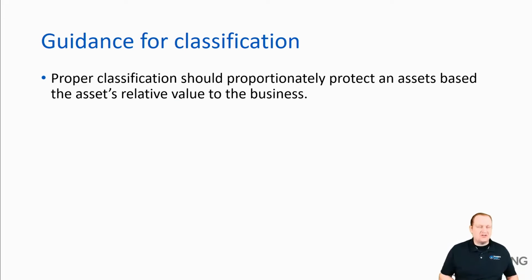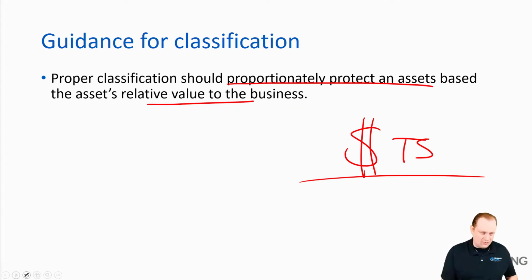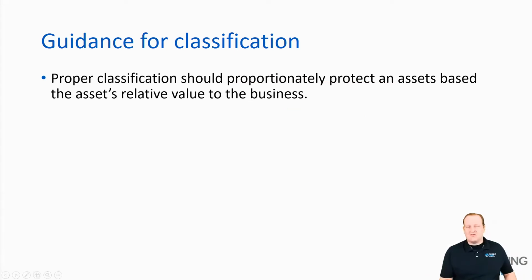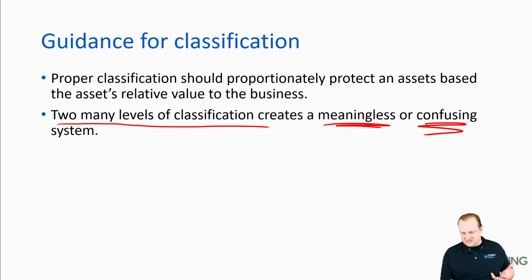good classification, as outlined in policies and company standards, should be proportionally protecting assets based off of their value, meaning the most valuable things probably get top secret or something equivalent, and we work our way down. Note that the US government typically uses those three levels: top secret, secret, and confidential. That's because having too many levels, like let's say 20 levels, creates a fairly meaningless and confusing system.